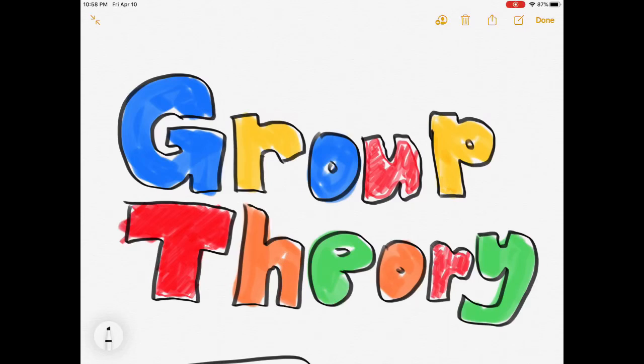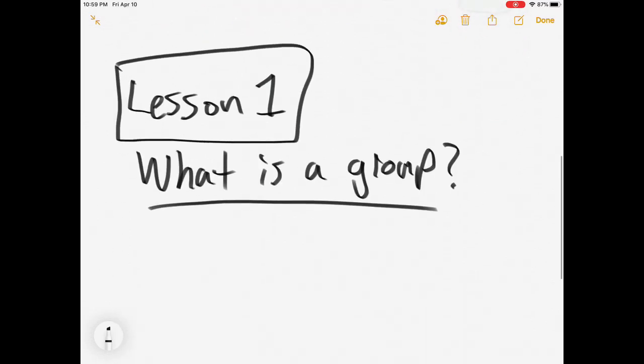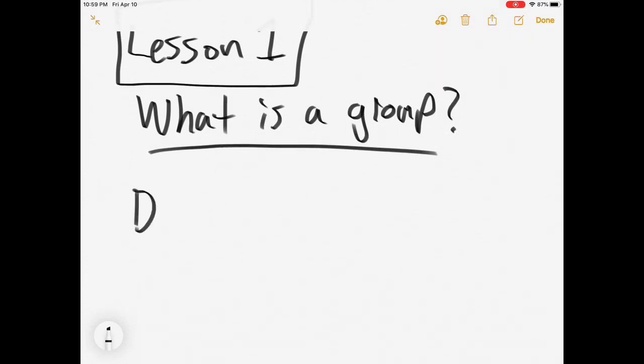Everyone, this is the first lecture in a mini series about group theory. So here's lesson 1. What is a group? Before we answer that, we first need a definition.